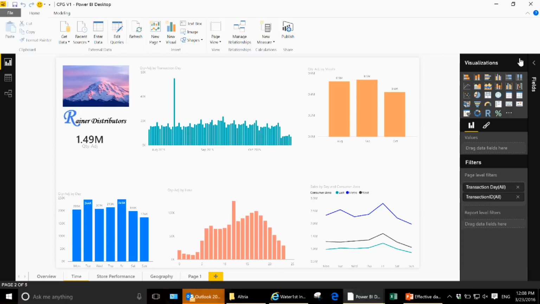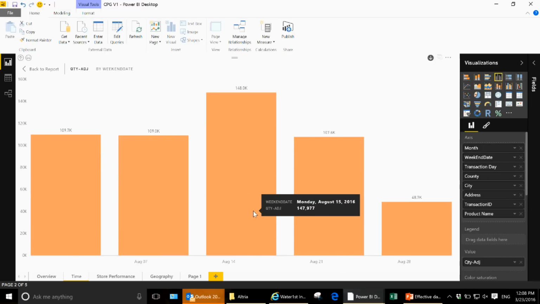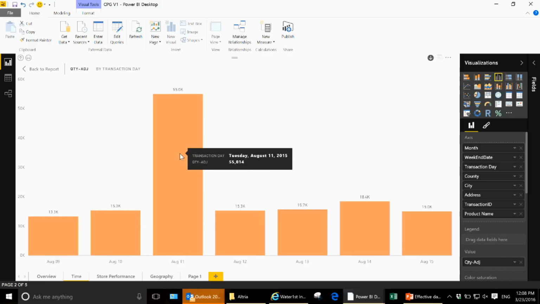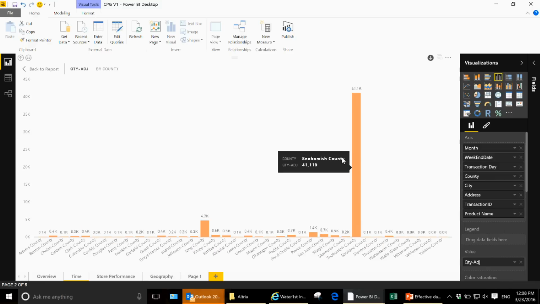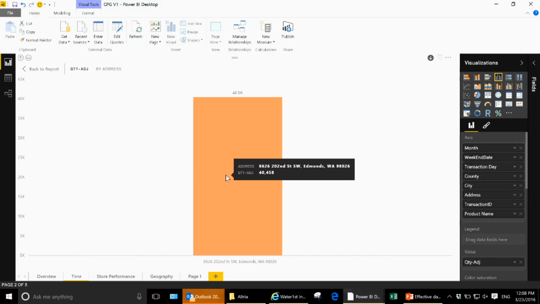So what I want to do now is drill in and understand this spike on August 11th. I'm going to come here and blow this up and then enable the drill down. So now we're going to drill into August, and we get to the week ending August 15th. We get to the day, August 11th, so here's the big spike. Now we're going to find out that this took place in Snohomish County, in the town of Edmonds. Here's the address where the store was.